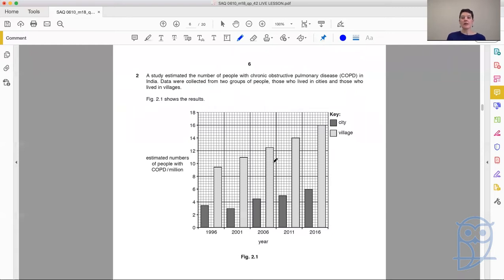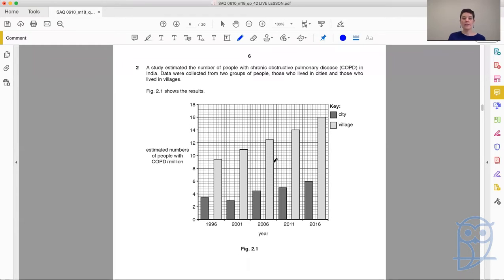A study estimated the number of people with chronic obstructive pulmonary disease, COPD, in India. Data were collected from 2 groups of people, those who lived in cities and those who lived in villages. Figure 2.1 shows the results. So we have estimated numbers of people with COPD per million. Now that means that it's per million in the village and per million in the city, and then we can compare them. Because if we just had numbers of people, we can't really compare them because is it out of how many in the city versus out of how many in the village. So we've got comparative data, and we can see there's quite striking differences here.